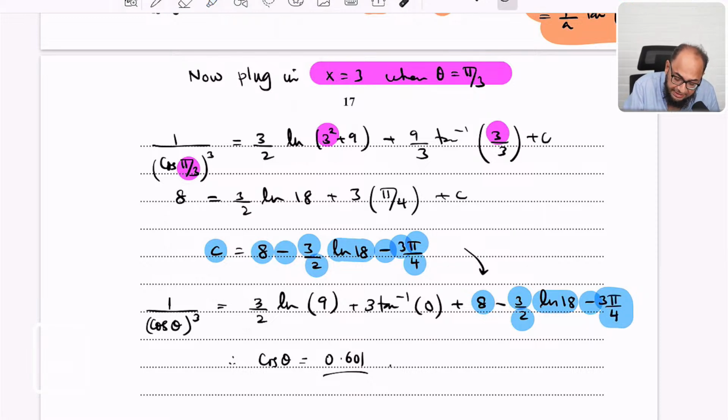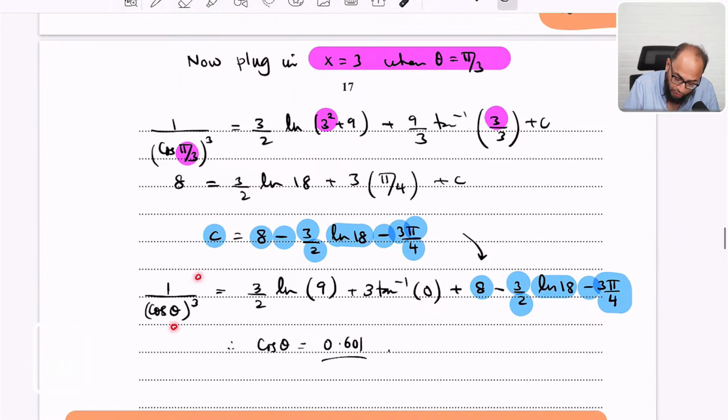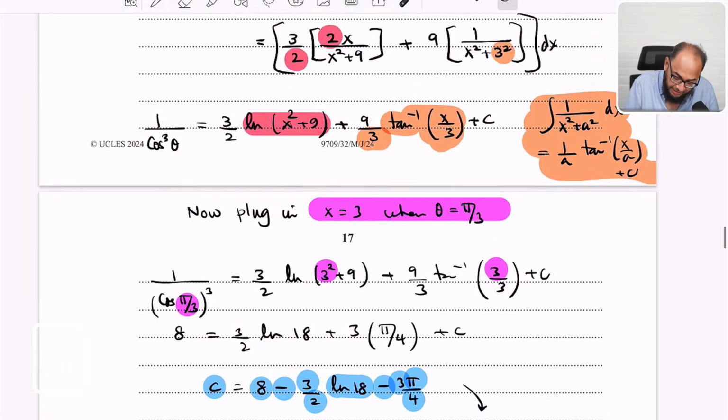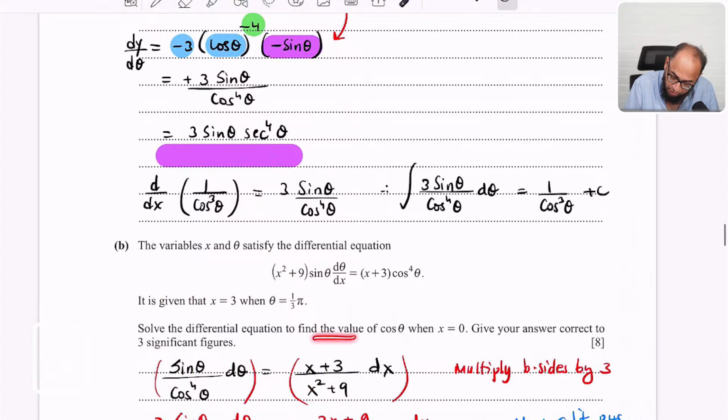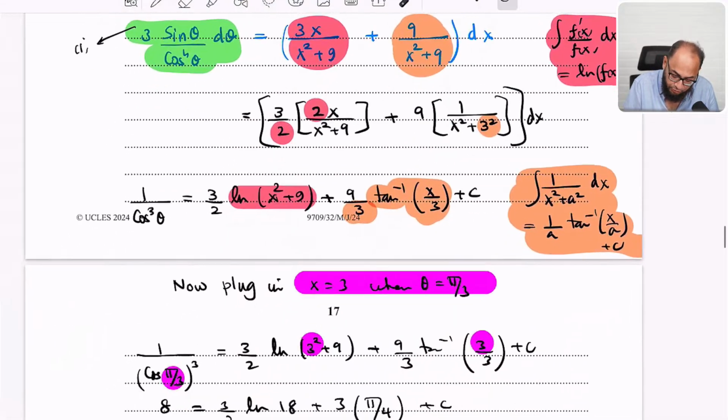And what is this equal to? This is equal to 1 over cos cube theta, that is 3 over 2 ln 9 minus 3 tan inverse 0. What are we plugging in? The question says solve the differential equation, find the value of cosine theta. We are not finding the angle, we are finding cosine theta when x is equal to 0.